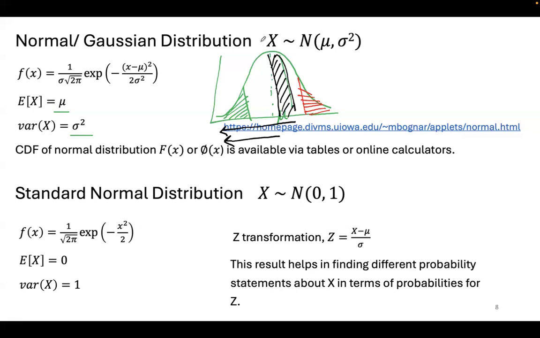So the random variable X is normally distributed with mu as the mean and sigma square as the variance, or sigma as the standard deviation. This is just something you should keep in mind because it's very easy to forget.